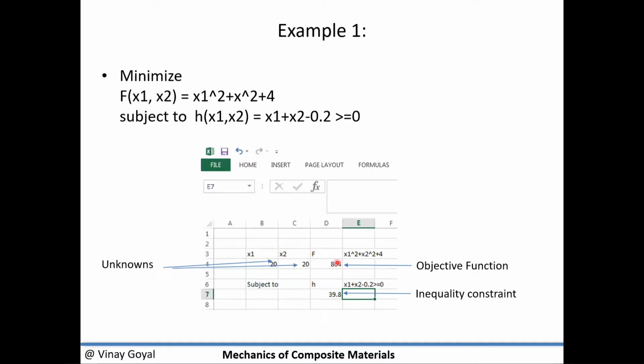Here is your objective function, x1 squared plus x2 squared plus 4. That's what I want to minimize. And that is subject to an inequality constraint, which is x1 plus x2 minus 0.2 greater or equal to 0. If I choose a value of x1 and x2 of 20, obviously this is not the minimum value. So let's go over there now to Excel.